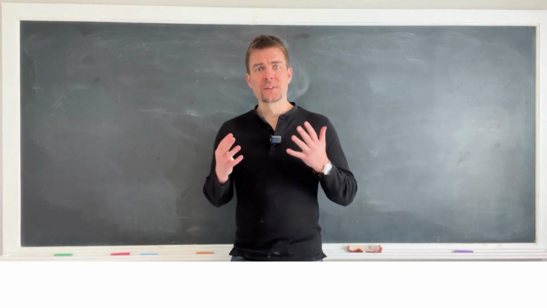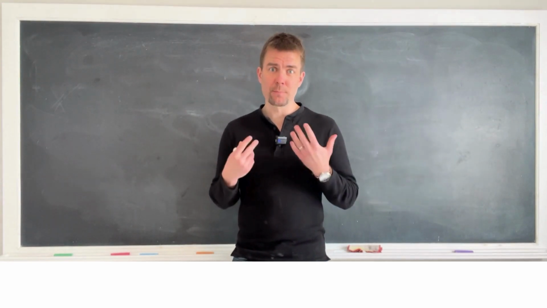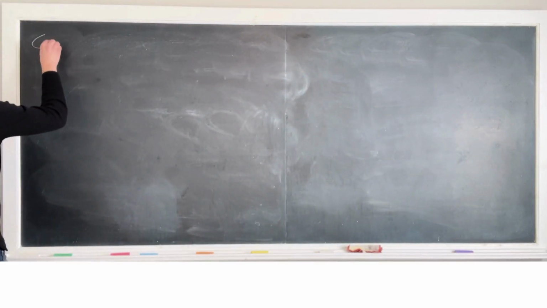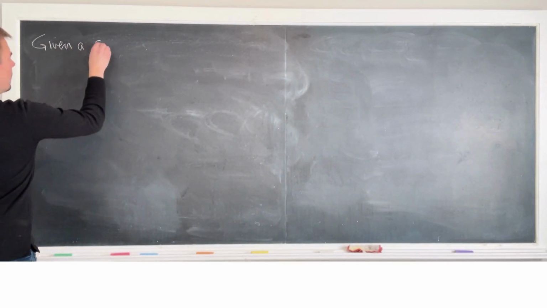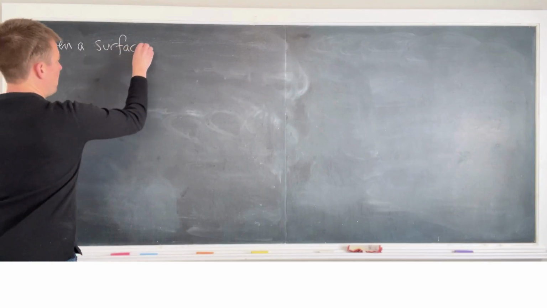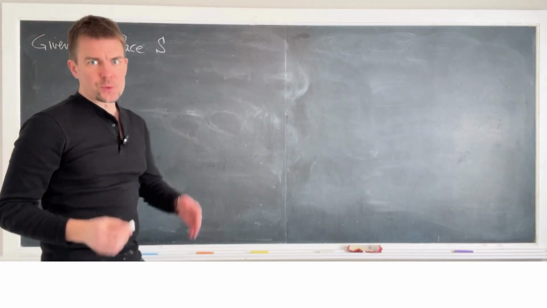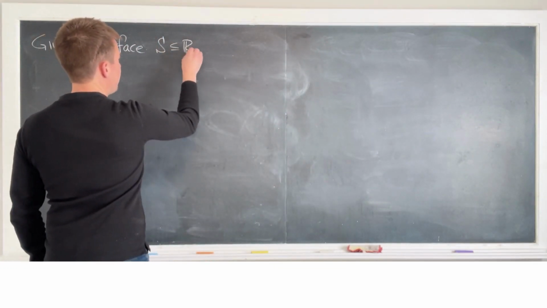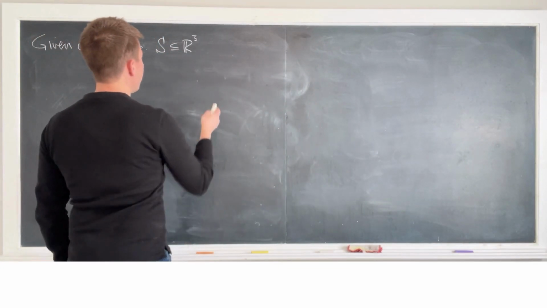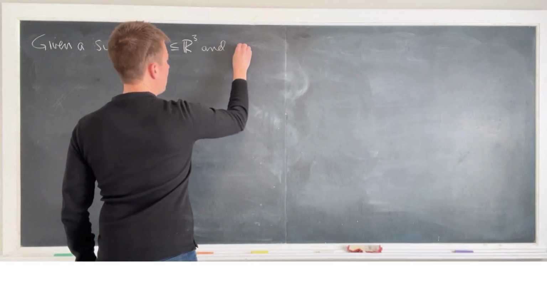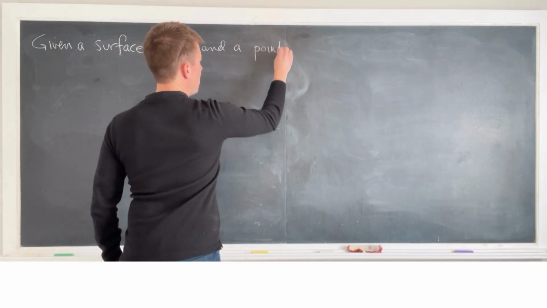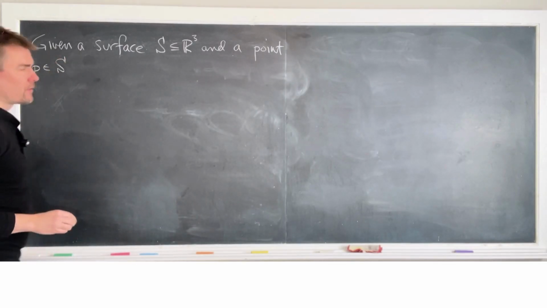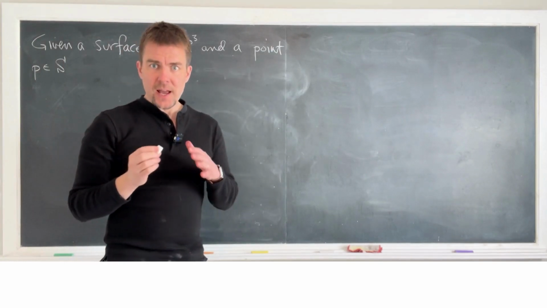Hello students, today we'll discuss geodesic polar coordinates. Let's be given a surface S. Of course, we're talking about surfaces that are embedded in R3, so the surface is embedded in R3. And a point P on the surface.